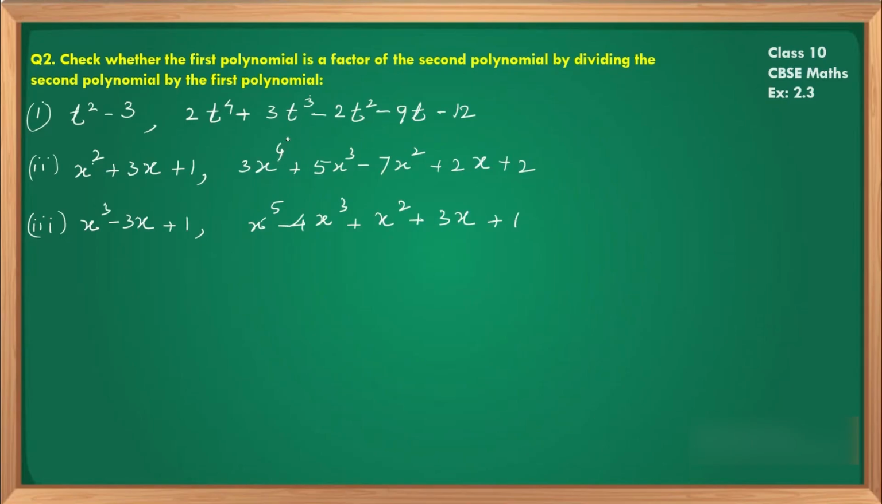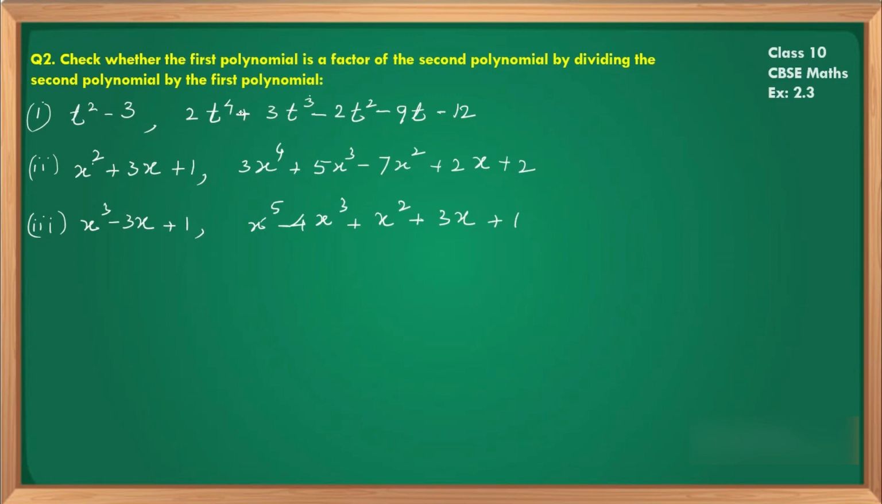Students, we are now going to do question 2 of exercise 2.3. The question says, check whether the first polynomial is a factor of the second polynomial by dividing the second polynomial by the first polynomial. There are 3 sub-questions. In each question, they have given 2 polynomials. In this case, t square minus 3 is the first polynomial and the other is the second polynomial.